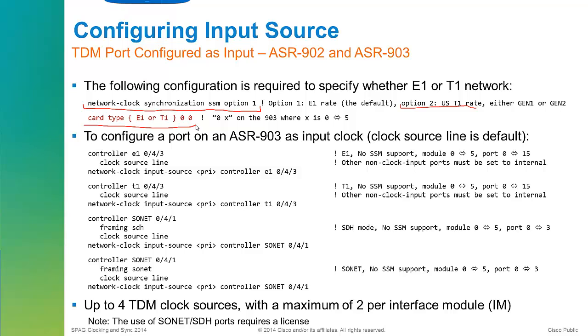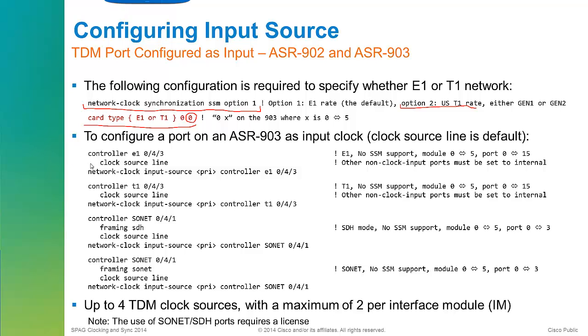There are up to 6 modules in the 903. There are 4 modules in the 902. So you say card type E1 0, and then this number says which slot you wish to set the card type for. So you can actually, if you wanted to, have T1s in one and E1s in the other. Once you do that, then you can configure them as either E1 or T1 ports. This is the way it used to happen on the 7600s and happens on all the other platforms.